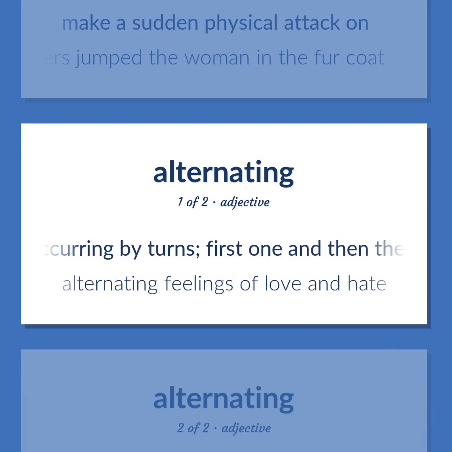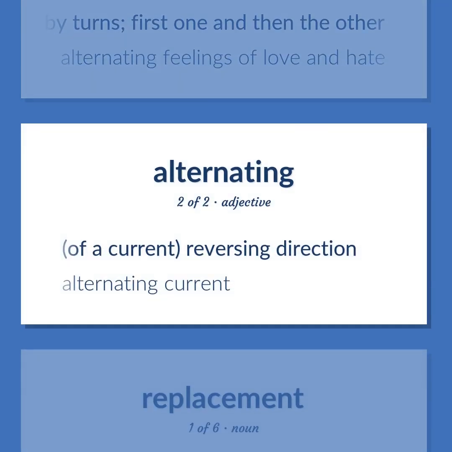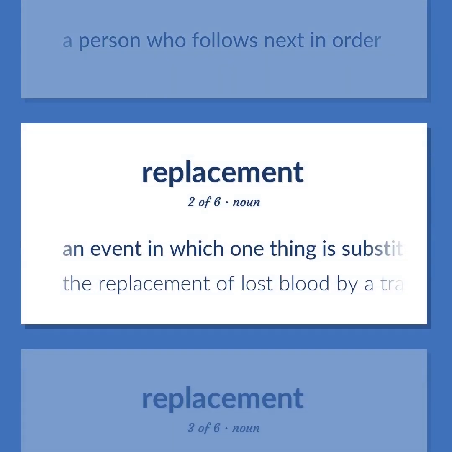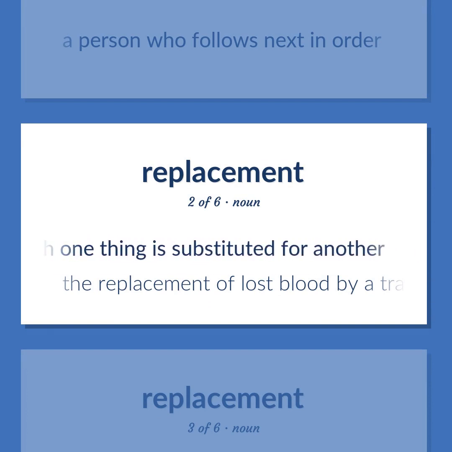Occurring by turns, first one and then the other. Alternating feelings of love and hate. Of a current, reversing direction. Alternating current. A person who follows next in order. An event in which one thing is substituted for another. The replacement of lost blood by a transfusion of donor blood.